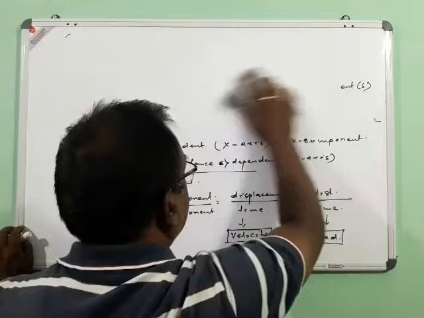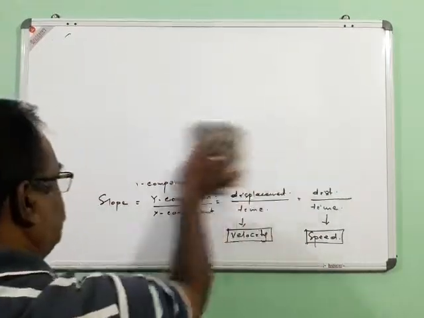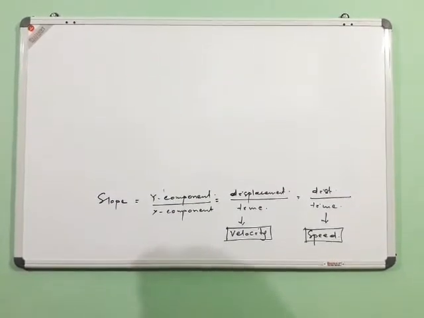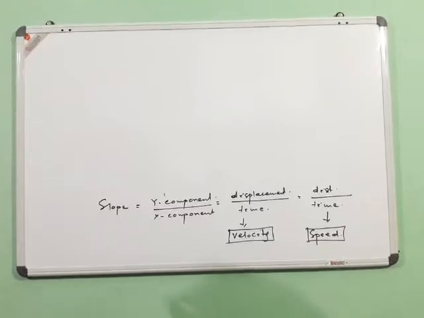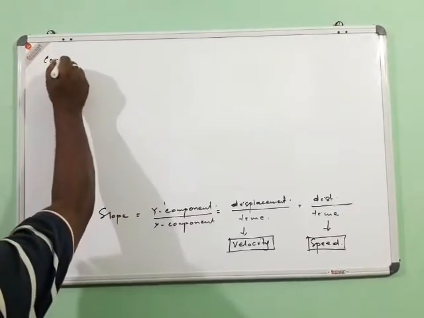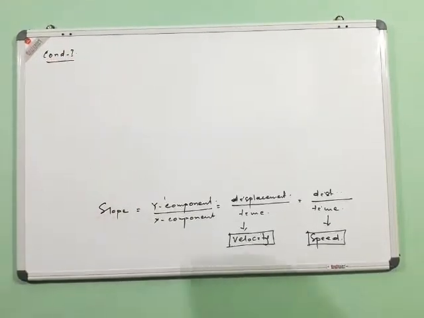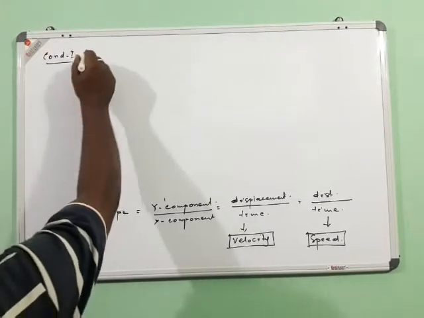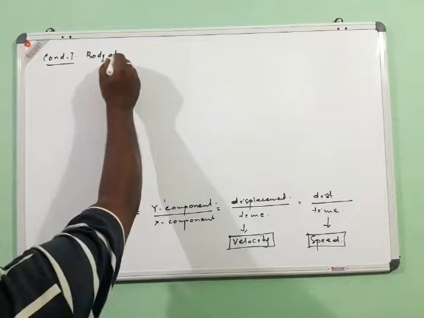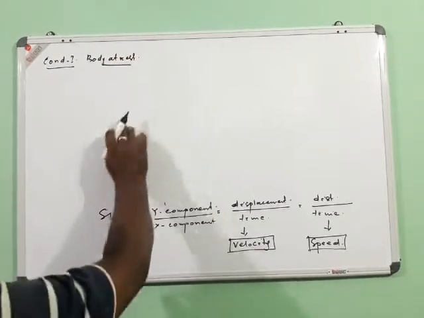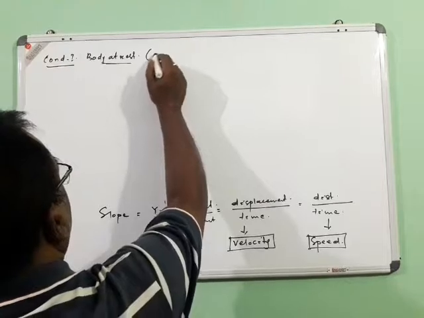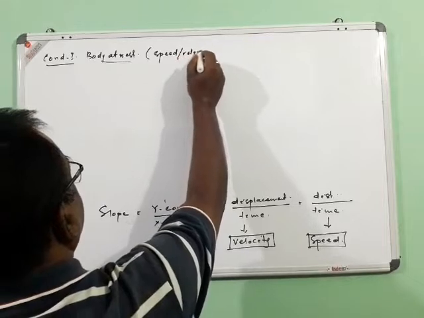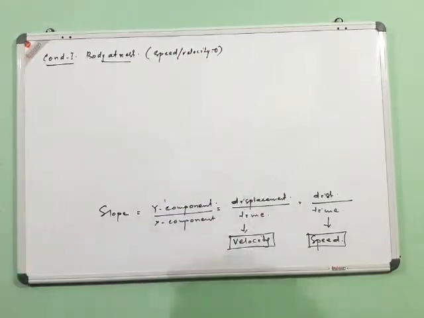So now in this regard, we will take the first condition. Different conditions are there, and we will see what is the nature of the slope, what is the velocity, and how we will calculate the velocity. Condition number one. Consider that a body is at rest. Body at rest in the sense that the speed or velocity is zero. So it is not at all moving.